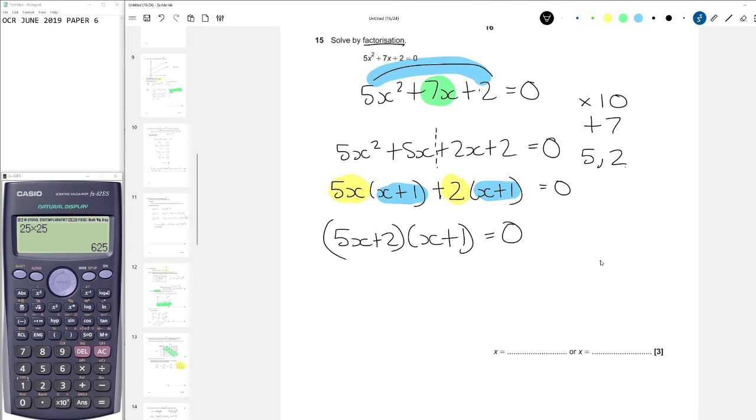Now to find out my final answer, because I know that two numbers times together equals 0, one has to be 0. So I say when 5x plus 2 equals 0, what does x equal? And when x plus 1 equals 0, what does x equal? Now that would be x would equal minus 2.5 and x would equal minus 1. So my answers would be that. If you wanted to, you could substitute in to check your answer to see if it equals 0. And if you check, it does.